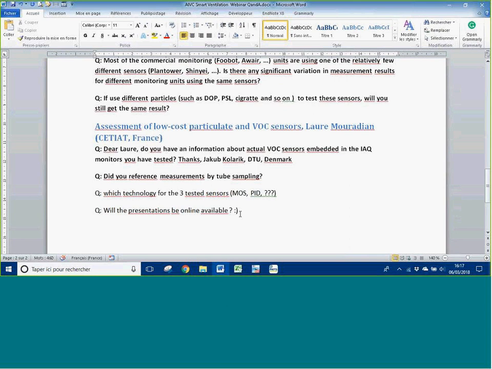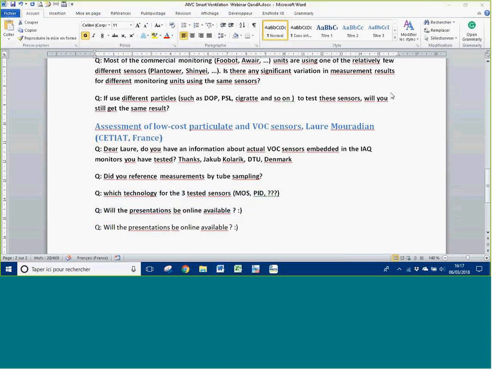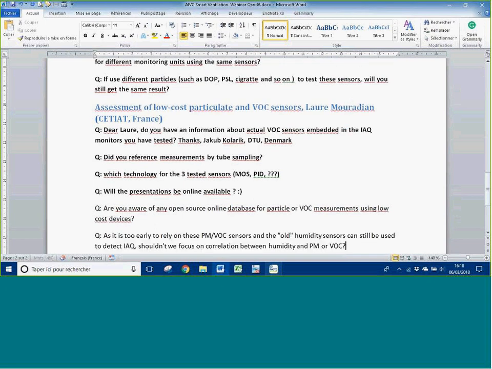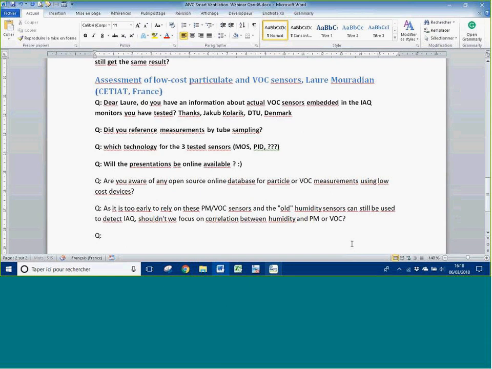Will the presentation be available online? Yeah, I have this answer. Sure. Maria has made a chat, and it will be soon, in a few days. Sorry. Are you aware of any open source online database for particle or VOC measurements using low-cost devices? A database? No, I'm not aware. If you have some information of such an open source online database, I'm interested, but no, I'm not. Okay. So this is done.